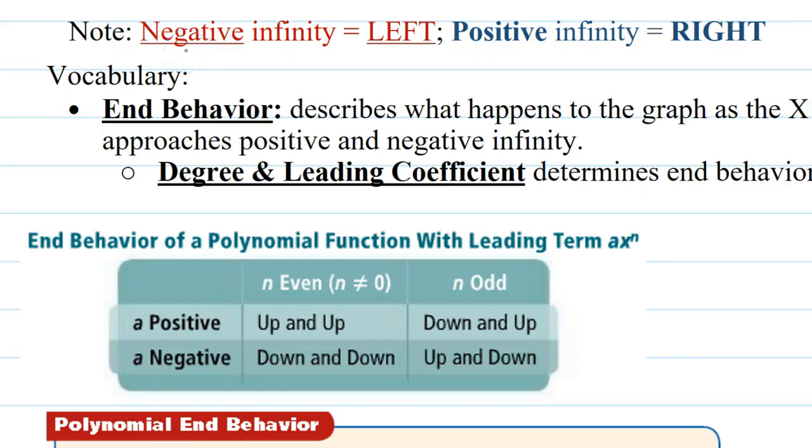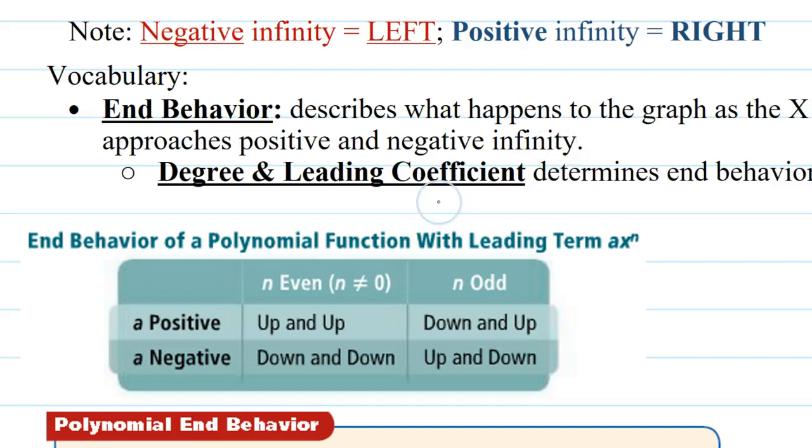All right, more vocabulary. Now note, before we get into the vocabulary, when you're graphing, if I'm talking about negative infinity, it means my graph is going to the left. If we're talking about positive infinity, that means my graph is going to the right. So negative infinity to the left, positive infinity to the right. Now, end behavior. End behavior describes what happens to the ends of your graph. It's basically as the x is approaching infinity, positive or right and negative to the left. So as your graph is going to the left and right, what is happening?